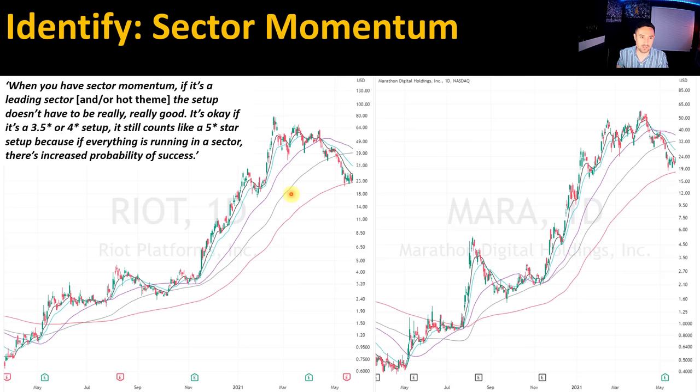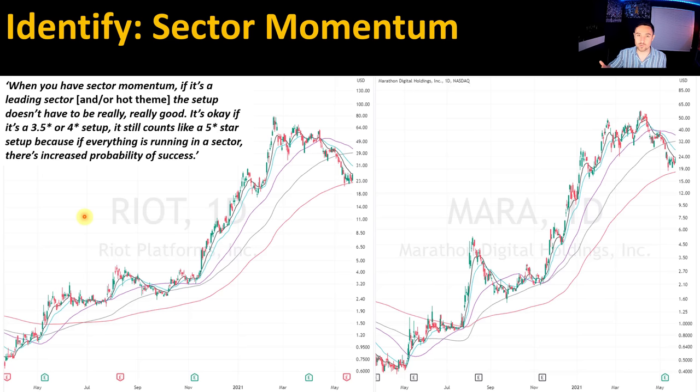This one here is now talking about sector momentum. When you have sector momentum, if it's a leading sector and/or hot theme, the setup doesn't have to be really, really good. It's okay if it's a 3.5-star or 4-star setup. It still counts like a 5-star setup because if everything is running in the sector, there's increased probability of success. Now, this links back to a couple of questions. How do you identify sector momentum? Well, in essence, you identify multiple stocks within a specific sector and/or theme that are making big moves.